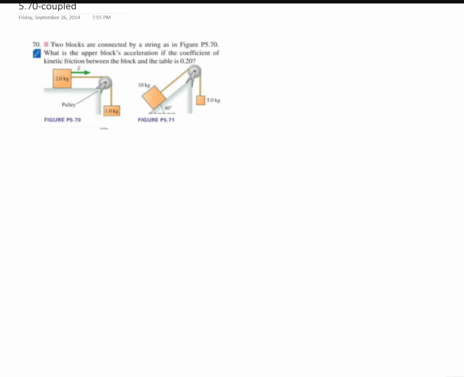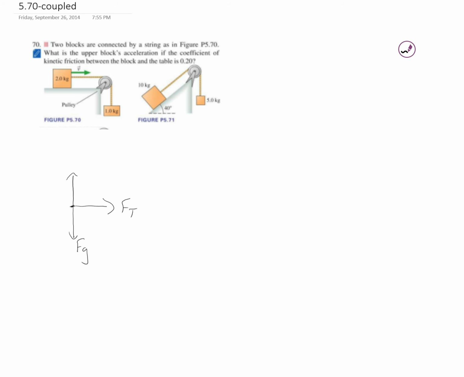Alright, for problem number 70, start with the force diagram. And I'm going to start with the force diagram of the block that's on the table. And so I'm going to label this force due to gravity 2 since it's the 2 kilogram block.